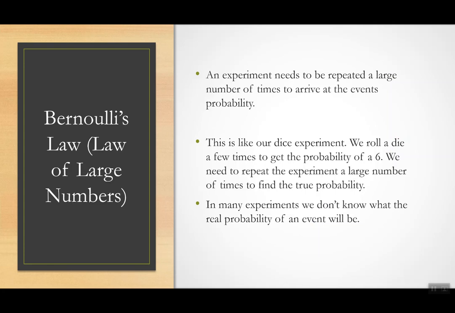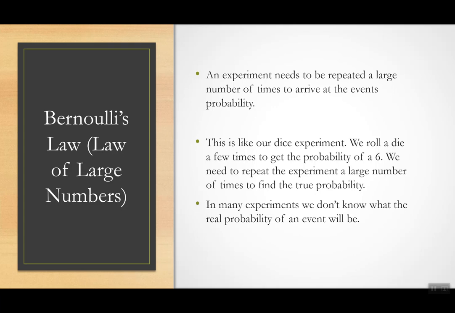So this is something we call Bernoulli's law of large numbers. An experiment needs to be repeated a large number of times to arrive at the event's probability. This is like our dice experiment. We roll a die a few times to get a probability of 6, but we really need to repeat the experiment a large number of times to find the true probability.